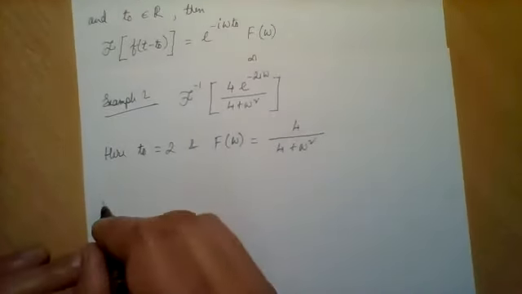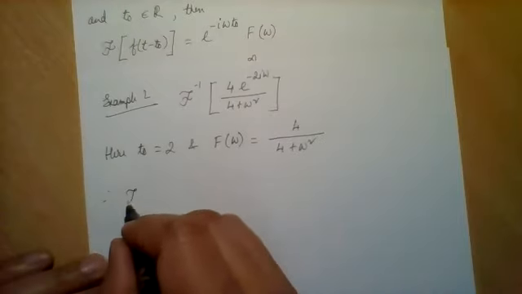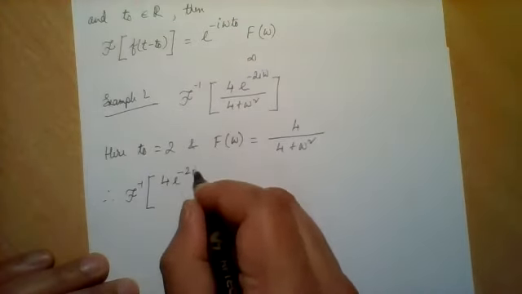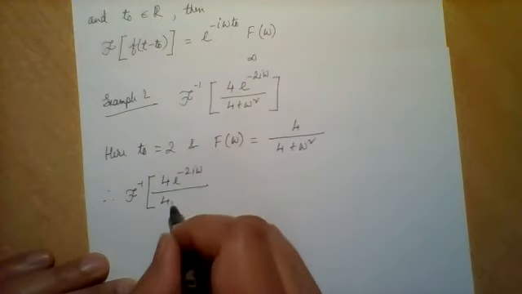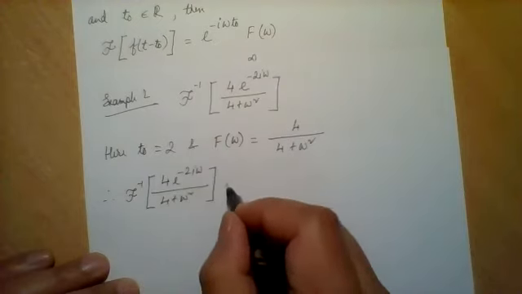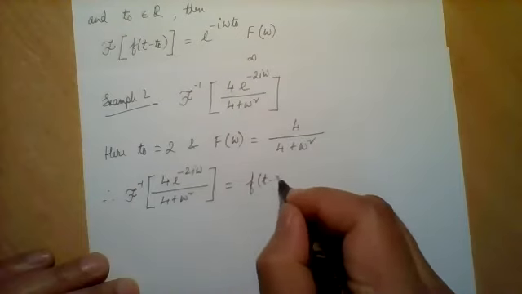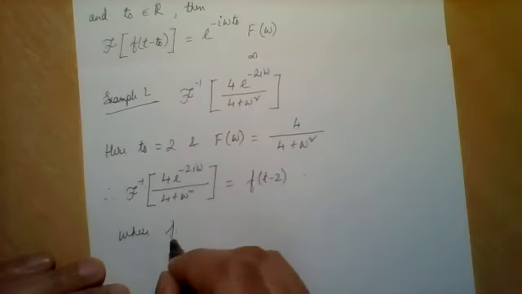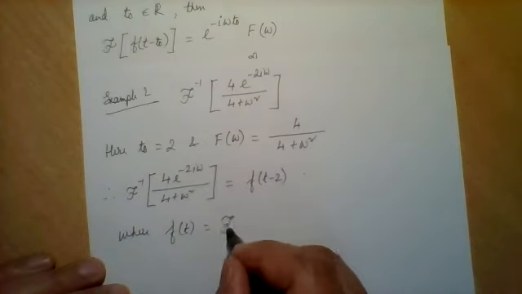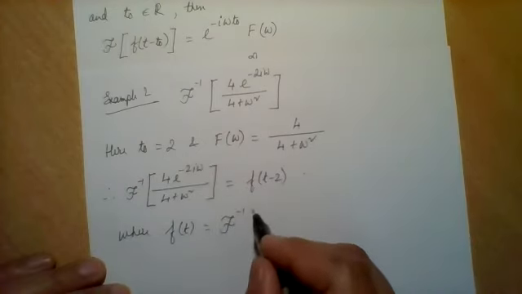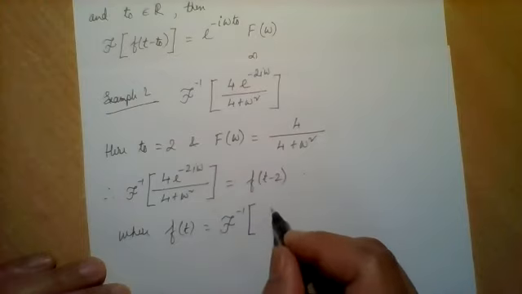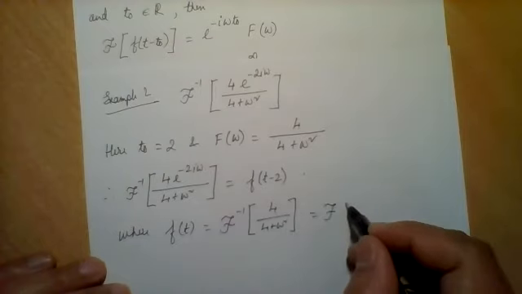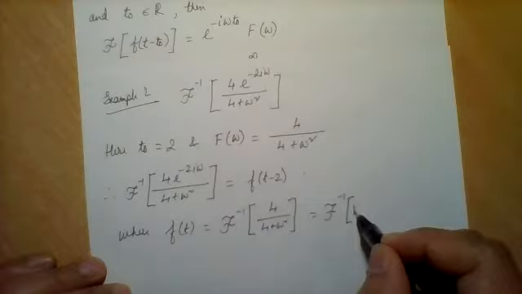Therefore, the inverse Fourier transform of 4 times e to the power minus twice i omega divided by 4 plus omega square is equal to f of t minus 2, where f of t is the inverse Fourier transform of the remaining terms. It's the inverse Fourier transform of 4 divided by 4 plus omega square. That is the inverse Fourier transform of capital F omega.